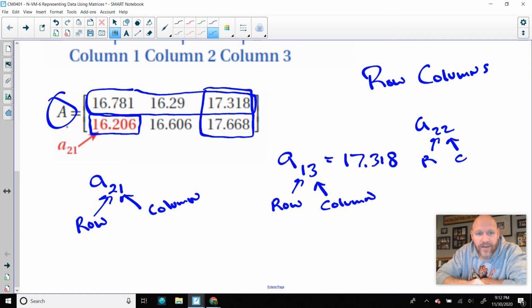If I wanted to know what A22 was, that would be second row, second column. I would be in the second row and the second column, which would be that number right there, 16.606. That would be A22. Sounds like a winner. Let's go ahead and try another one.